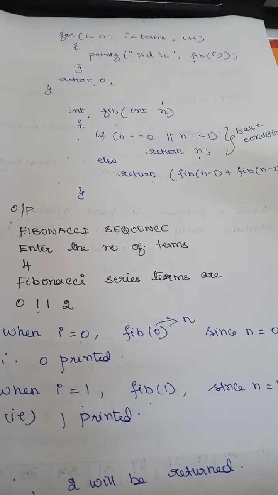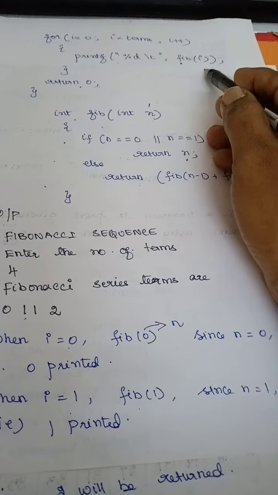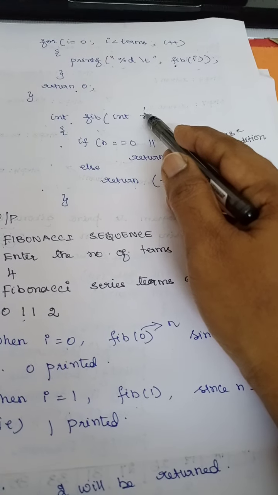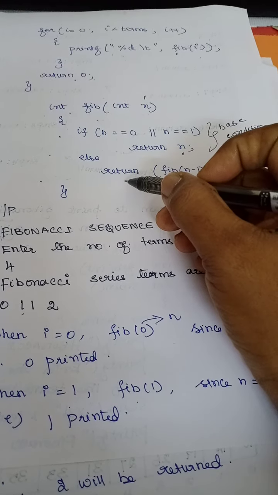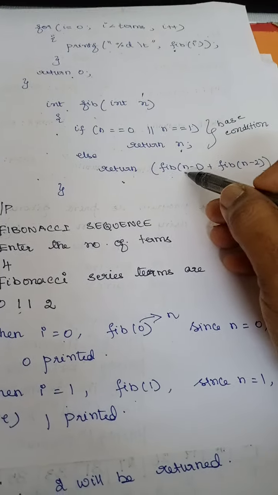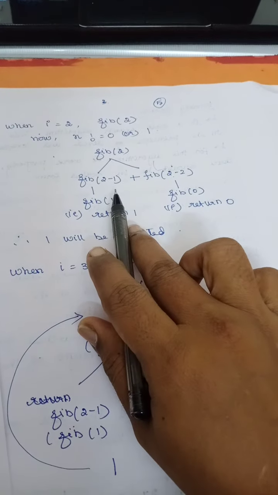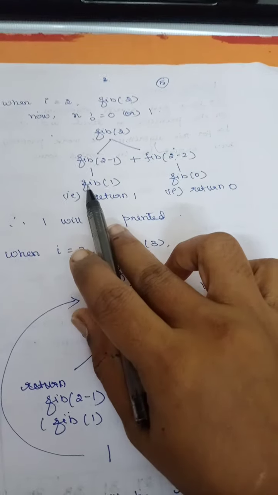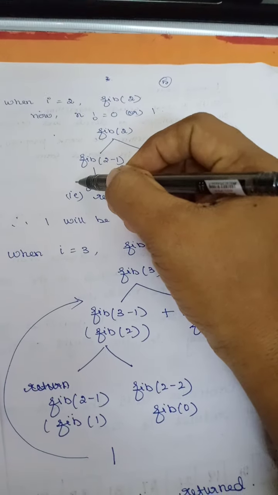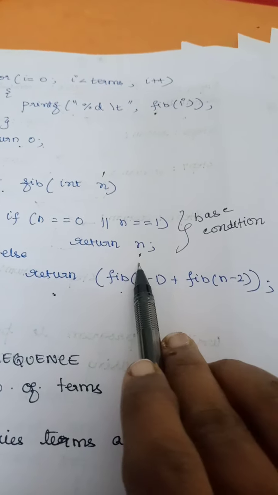Now when i is equal to 2, here n will be 2. It is not equal to 0, not equal to 1. So I'll come here, return fib of n minus 1, so what is n minus 1? That is going to be 2 minus 1, plus fib of 2 minus 2, right? So this will call the function again. I will go to fib of 1. 1 means what do I have to do? I have to return n.